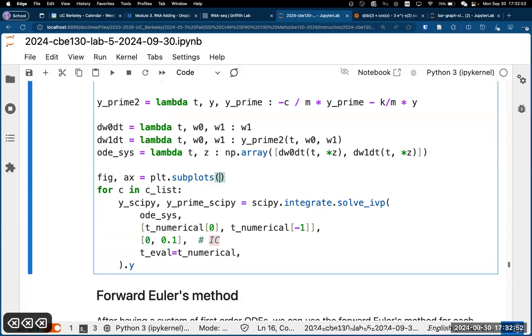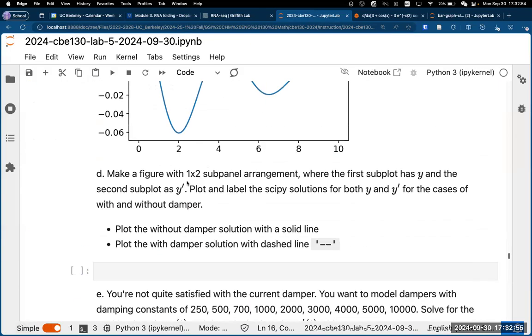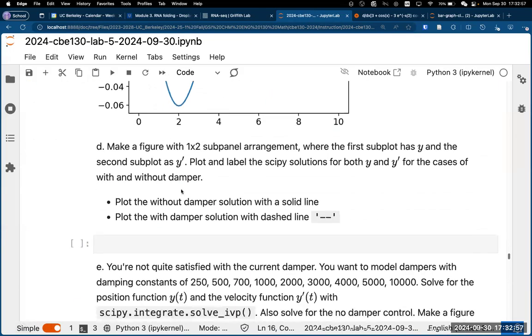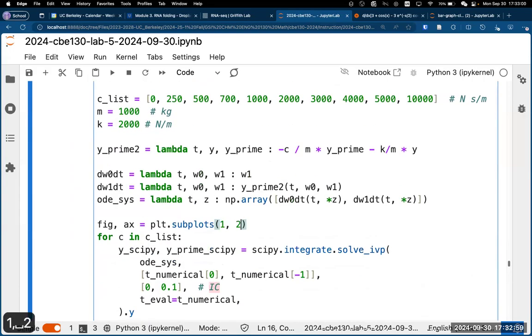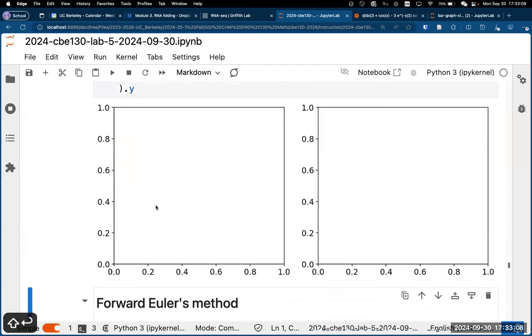So we want a 1/2 figure. On the left, we have the original function. On the right, we have the derivative. So it's 1, 2. I'll set a reasonable figure size, so 12 inches by 5. Okay, so this is our figure.